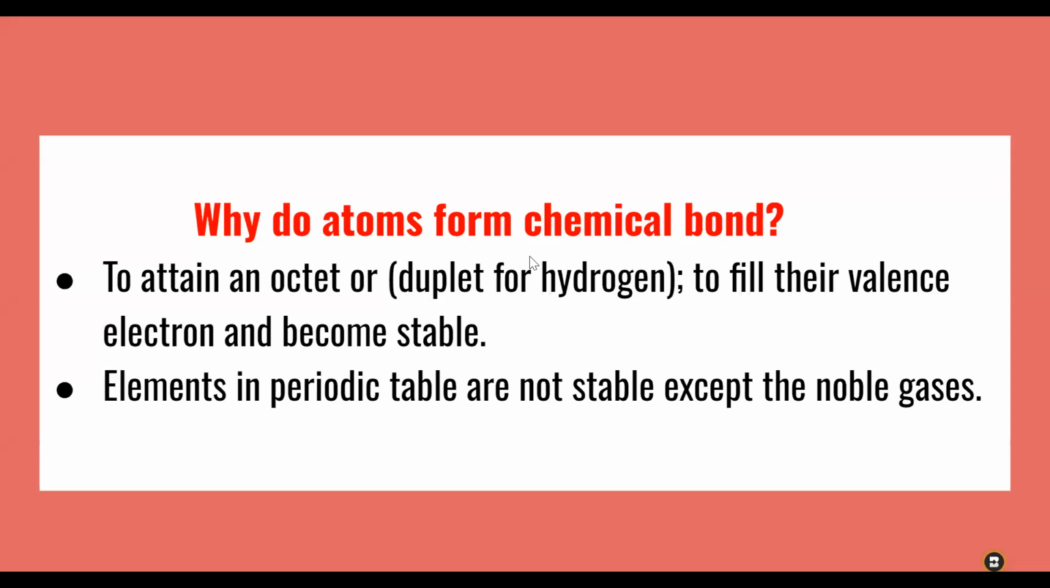So why do atoms form chemical bonds? The reason is because they want to be like noble gases. They want to be stable. They want to have maximum number of valence electrons. That's why they form that chemical bond. That's why they bond with each other.